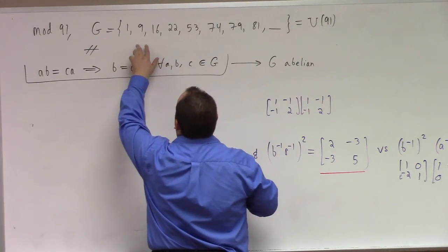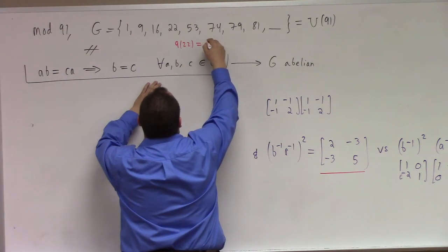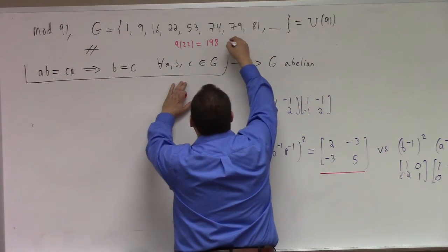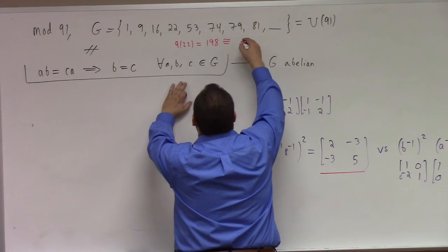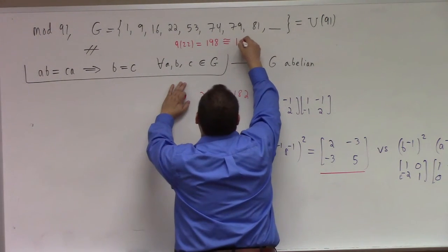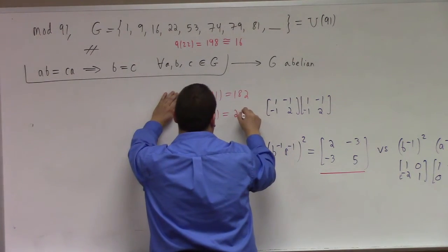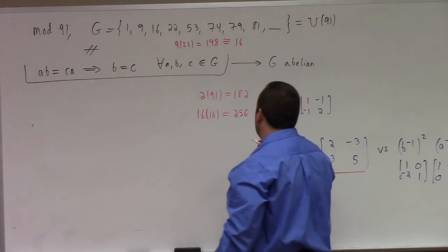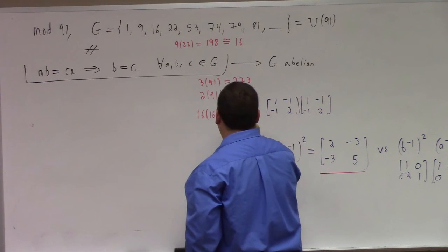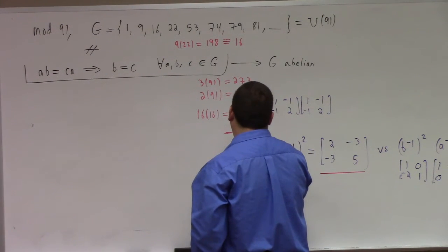Let's see here. For example, what's 9 times 22? 198, is that right? What is that mod 91? 2 times 91 is 182, so that's congruent to 16. Oh, we already got that one. That doesn't help. How about 16 times 16? That's 256. What's that modulo 91? 3 times 91 is 273, so I should subtract 182. I get 74. Oh, that's already on my list.